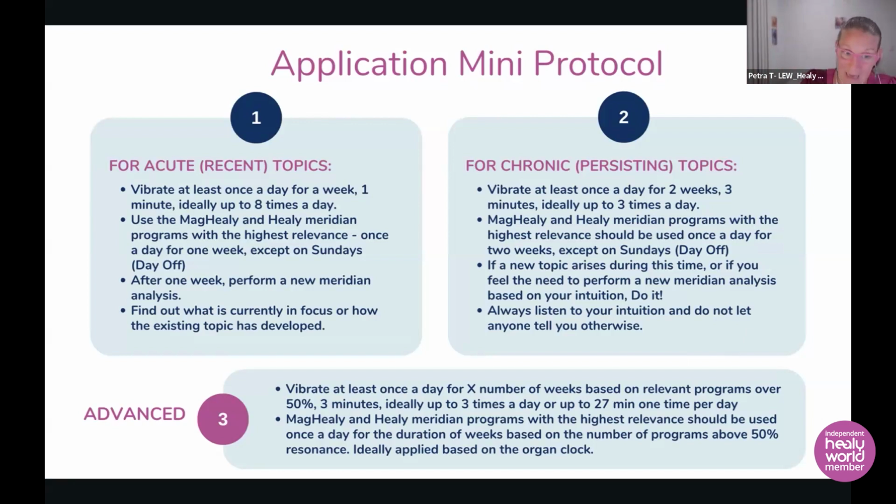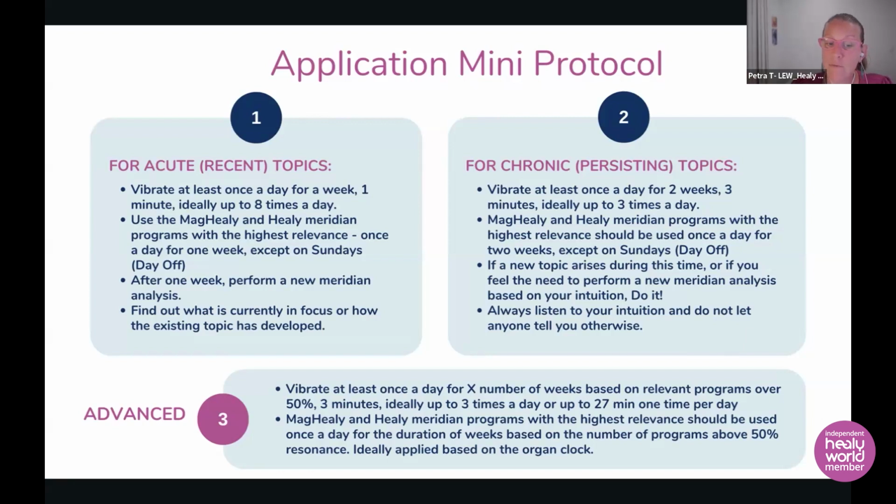And together with that, I would still vibrate the list every single day for the number of weeks I've been doing the program. So if Katie had 3 programs over 50%, I would run the programs for 3 weeks as well as vibrate every single day for 3 weeks, except on Sundays. 1 week, 1 day off.